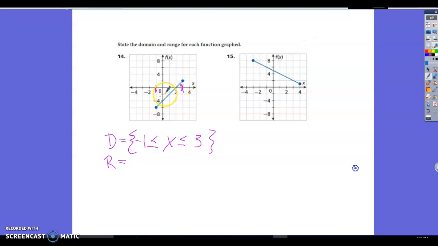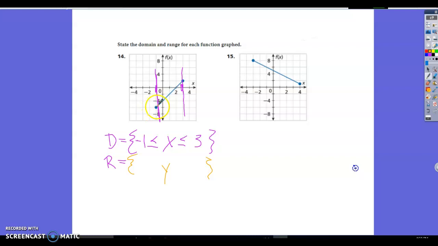Now the solid circles means that those points are included. So that's why I have the less than or equal to symbol to show that those points are included. All right, so that is our domain. So that just shows how far it goes on the x's. All right, so our range comes from our y value. So we're going to put y here because it comes from the vertical axis.